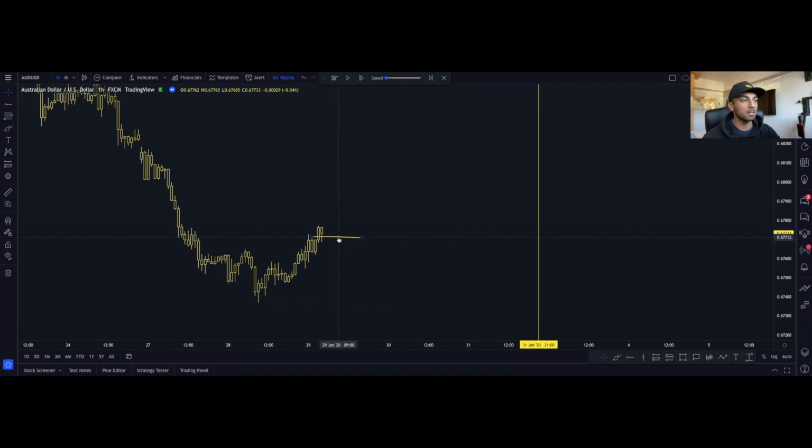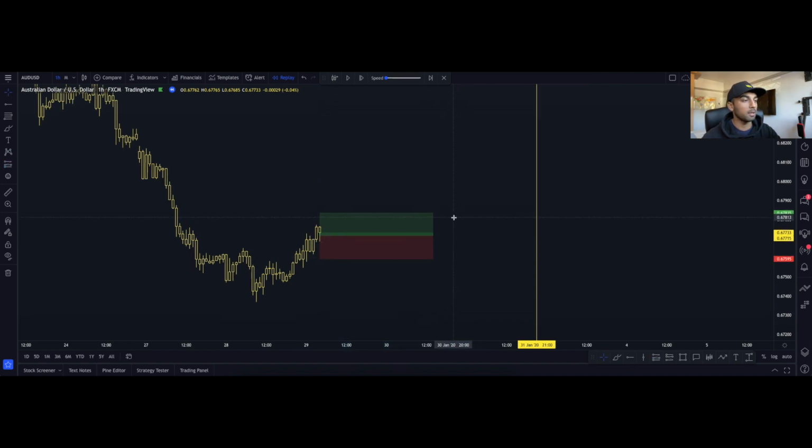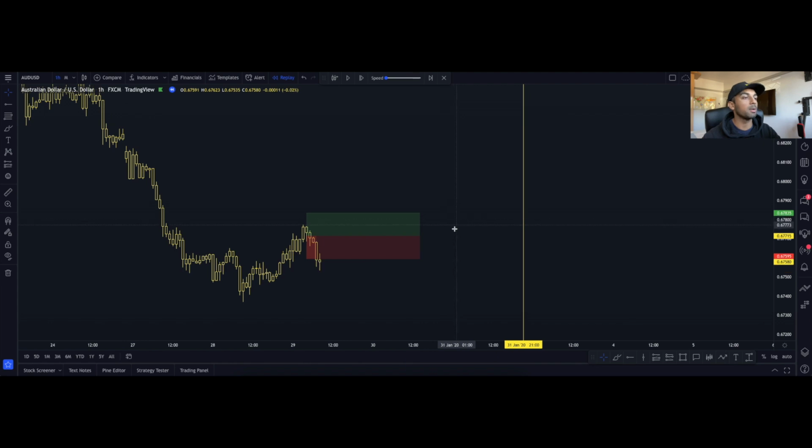Okay, so let me get rid of this. I would have been tagged in this level here, 120 pips. So let's see what would have happened next. Right, we would have been taken out. So I'm completely happy with that. It completely fits my plan.